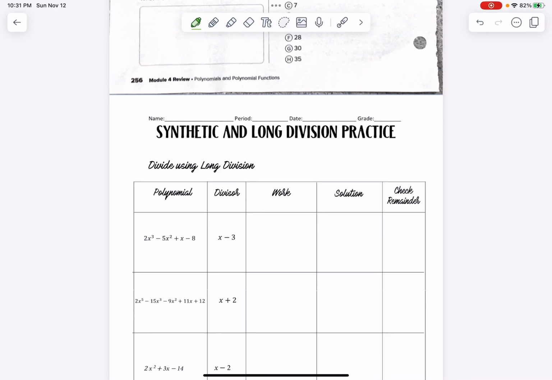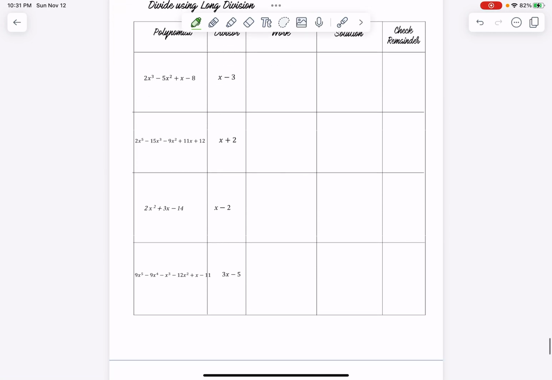Okay, Algebra 2 kids, we're kind of in the middle of long and synthetic division right now. And I'm not there to do whiteboards with you today because I have meetings today. But I am going to give you some extra practice to work on long and synthetic division. So you need to get this from my sub.